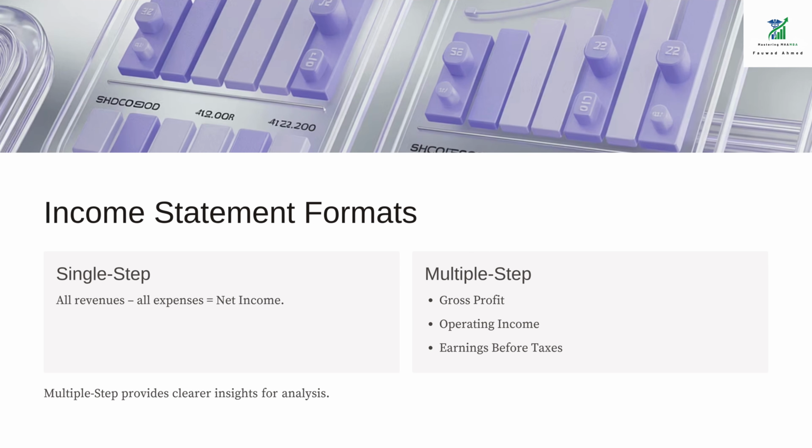Income statement formats. There are two common formats for presenting this data. The single step format groups all revenues together and subtracts all expenses at once to reach net income, simple but not very informative. The multiple step format is more analytical. It provides several key performance measures like gross profit, operating income, and earnings before taxes. Analysts and investors prefer this because it shows how profit is built step by step.